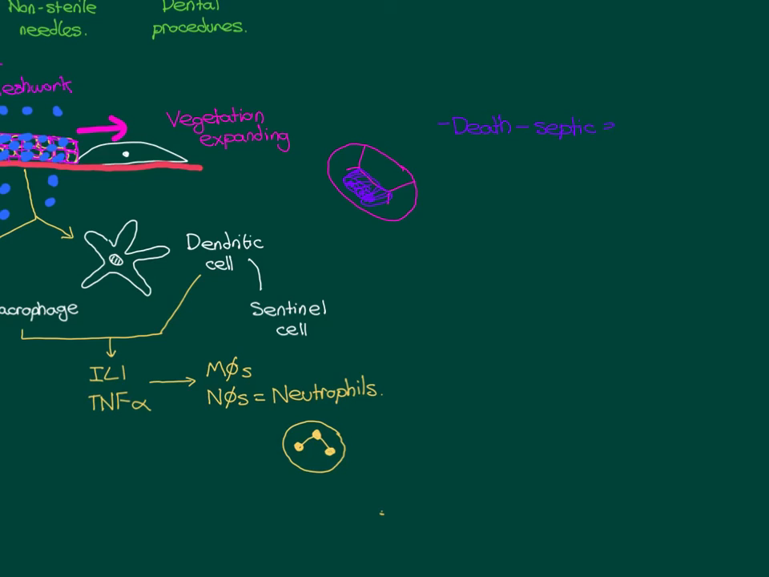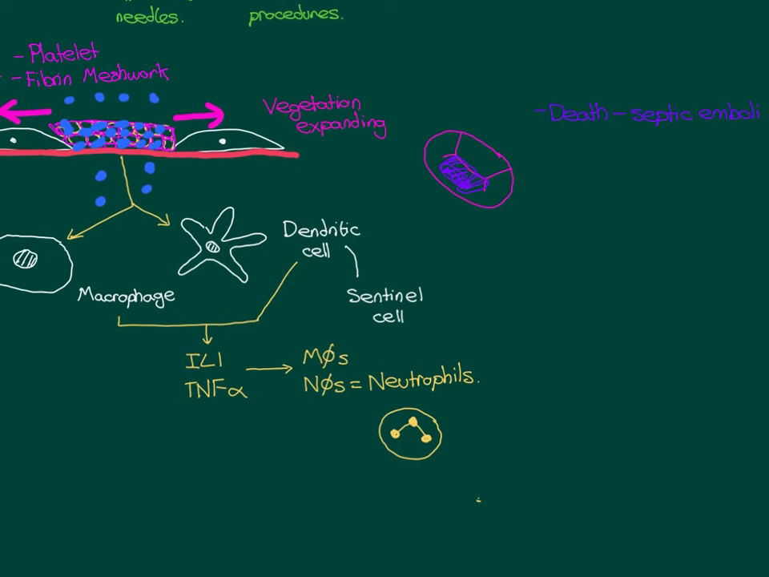So, remember that the vegetation that's expanding is made up of blood clots. It's made up of platelets bound together by fibrin mesh. If a part of that detaches from the endothelium, so imagine that this now detached from the basement membrane, rather, and flew off in the blood. Where's it going to go?